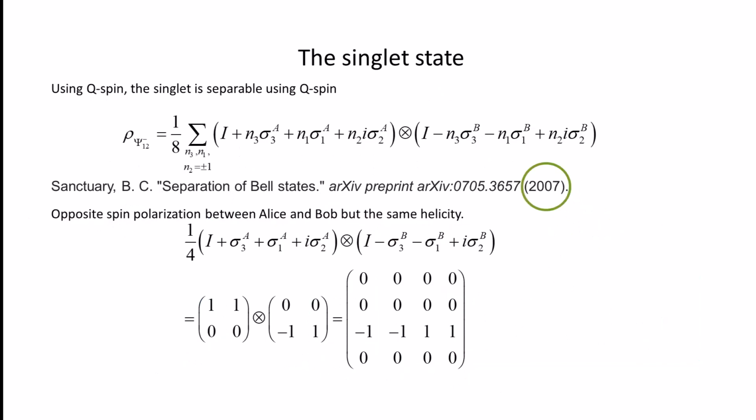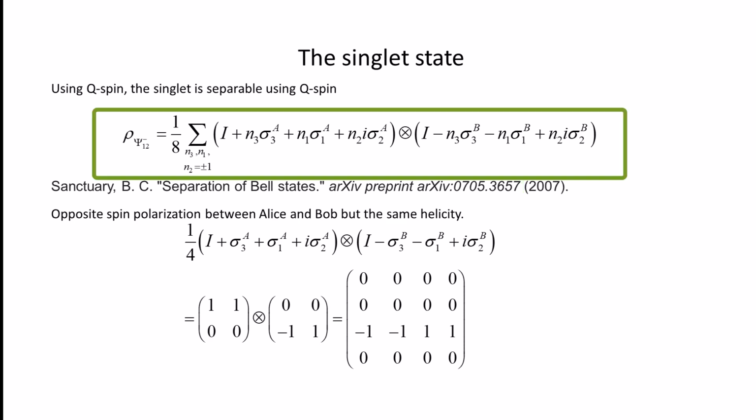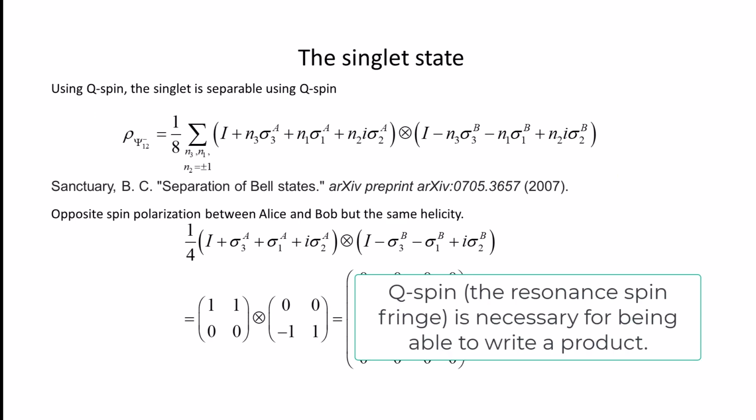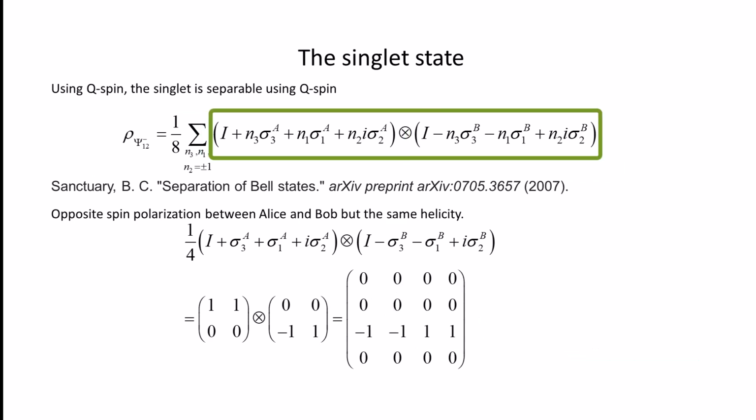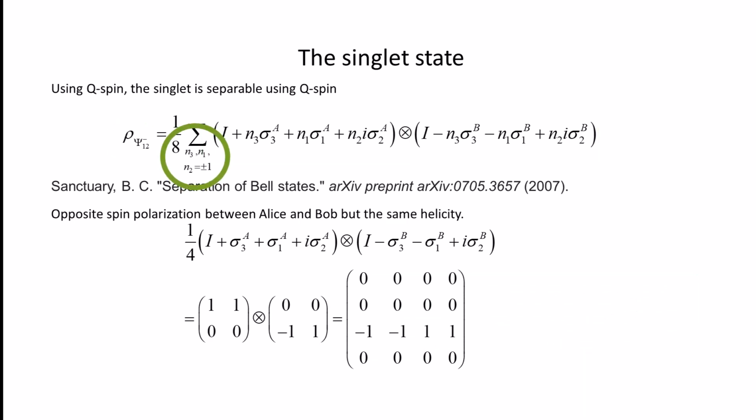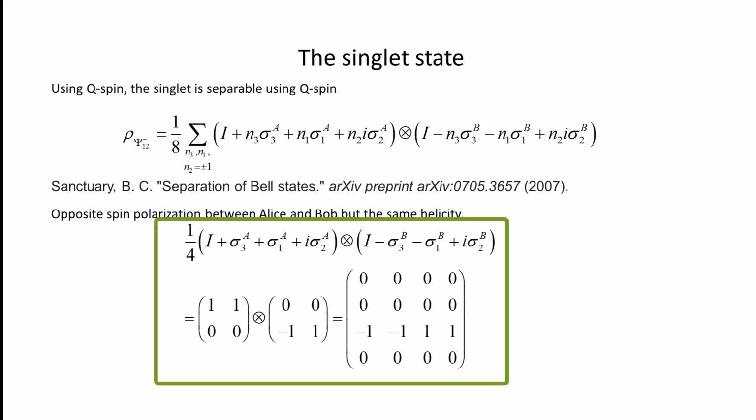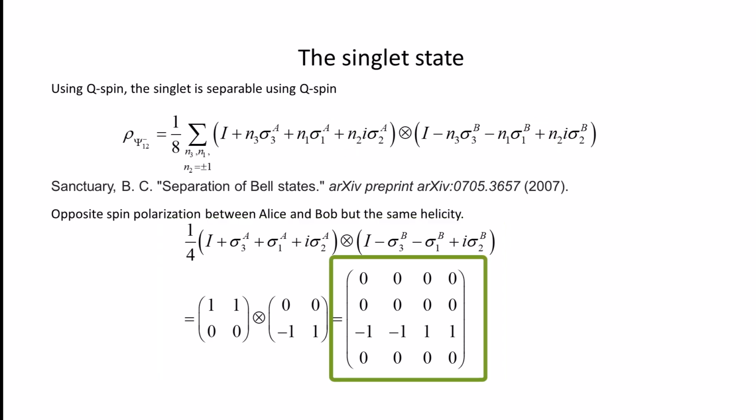A long time ago, in 2007, I showed that it is possible to separate the Bell states into products, but you must use Q-spin. Back then I called it the spin fringe. And here it is. If you plug in all the Pauli spin matrices, they add up to the singlet. That is 8 terms. Note that Alice and Bob have opposite polarizations and the same helicity, which is consistent with how they separate. Here is one of the 8 terms, and you can see the tensor product forms a 4-dimensional component of the Dirac field of Q-spin. This is not Hermitian.